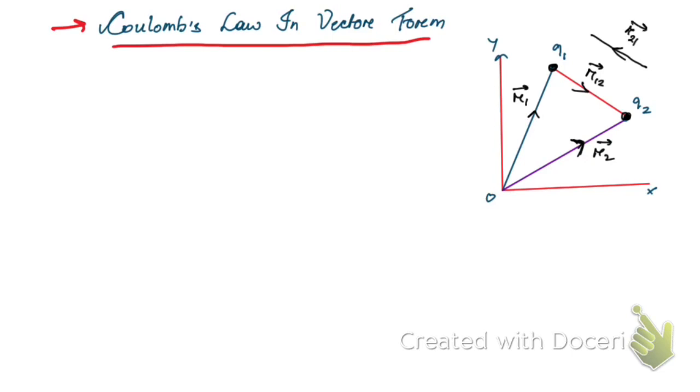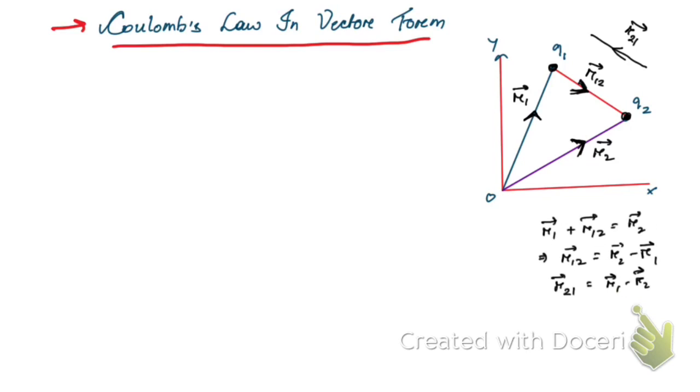Now if you apply the triangular law of vector addition, r1 and r12 are in the same order and r2 is in the opposite order. So we have r1 plus r12 equal to the resultant r2. If this is the case, then we can write r12 is equal to r2 minus r1. Similarly, r21 is going to be r1 minus r2. Hope you know these things. These are very basic things.